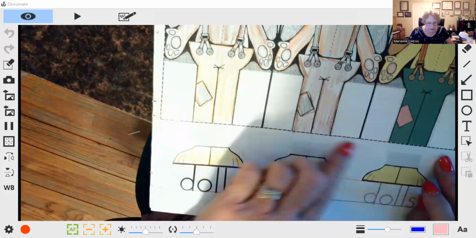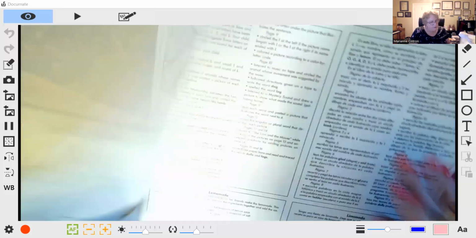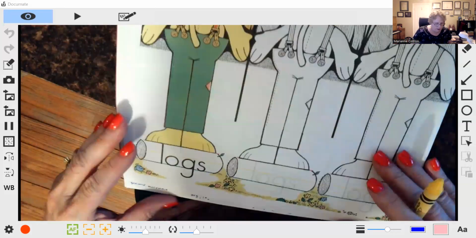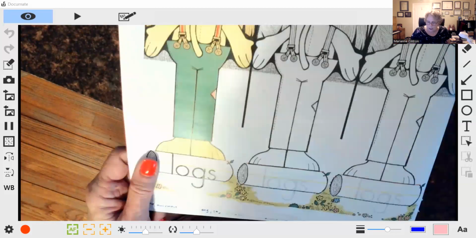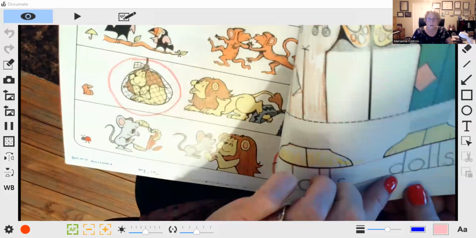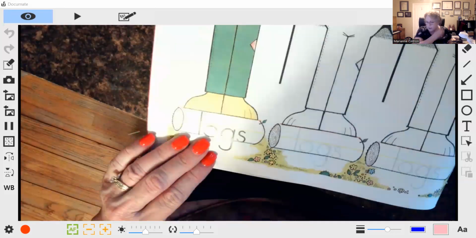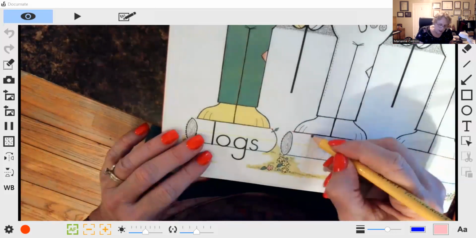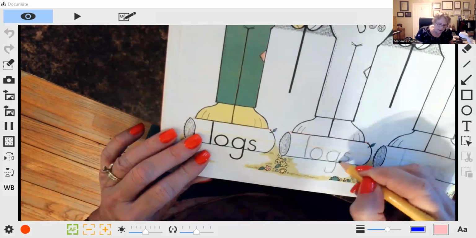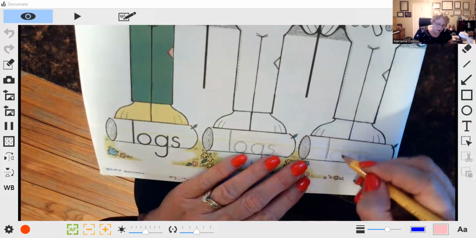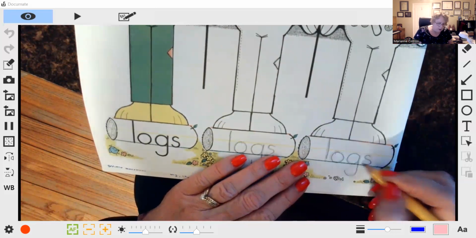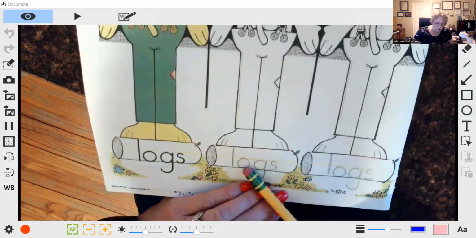Paper doll. So again, the dotted line means we're going to cut. And then here on the back, we have more coloring to do. And here we have the word logs. So here we had dolls. Here we have logs. So let's get our pencil. L-O-G-S. L-O-G-S. So the dolls are standing on the logs.